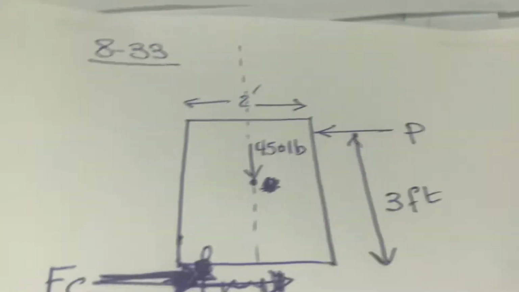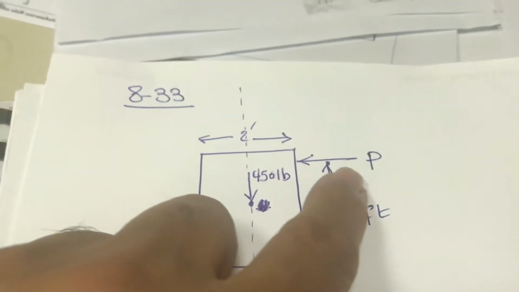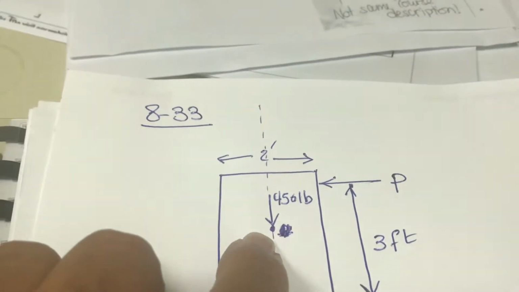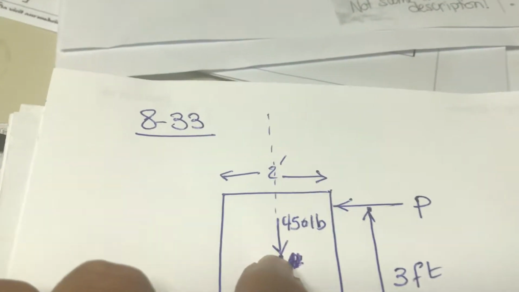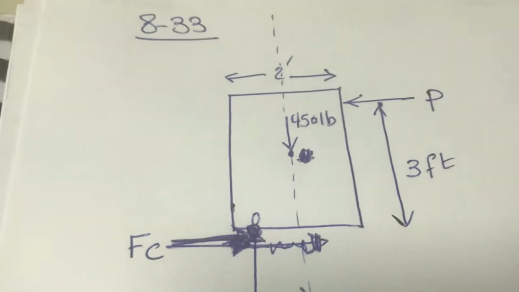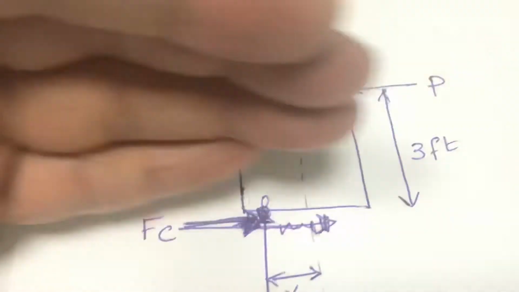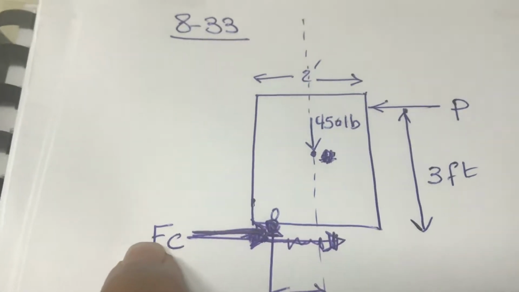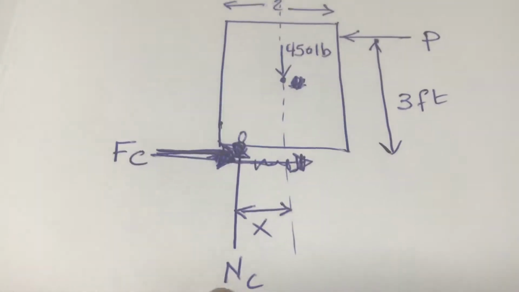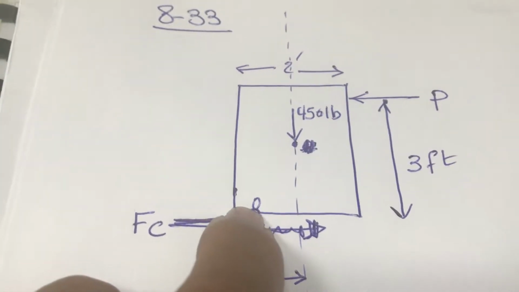First of all, we have to put the crate like this, 2 feet dimensions, and then the force P from the man, and 3 feet down, and of course you're going to put the weight of the crate, 450 pounds, that way. Once you are pushing the crate that way, you'll have a friction that way. You have friction on the ground, so this is the force of friction on the ground. And also there is a normal force on that point of friction. Let's just call this one point O.